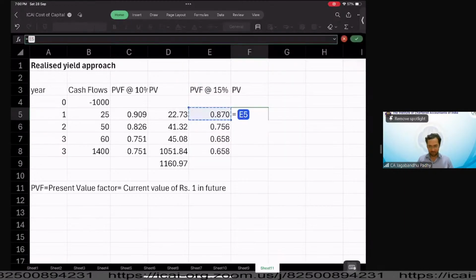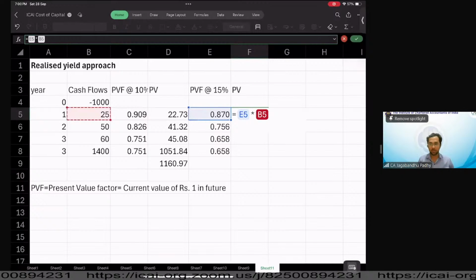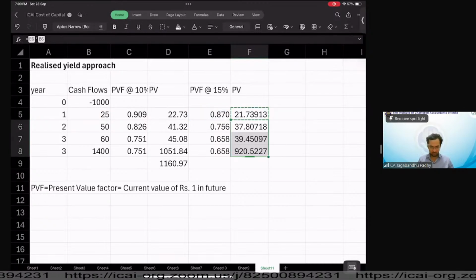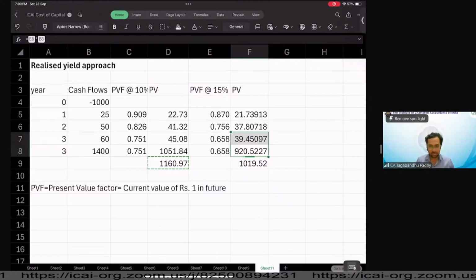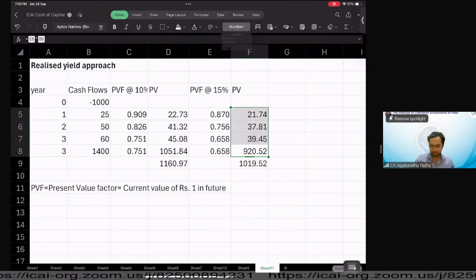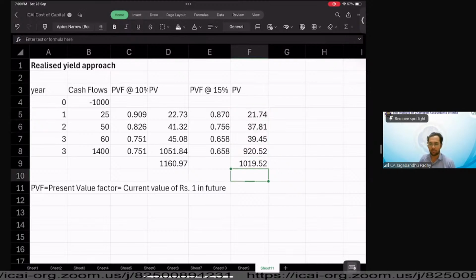Then we get the PV as present value factor into cash flows. Then we do the summation. What do we observe? It is coming out to be 1011.